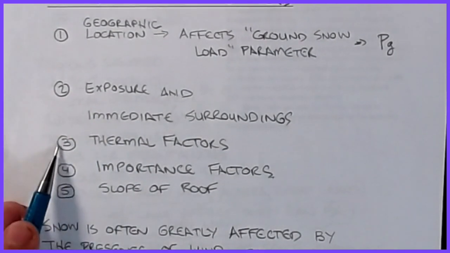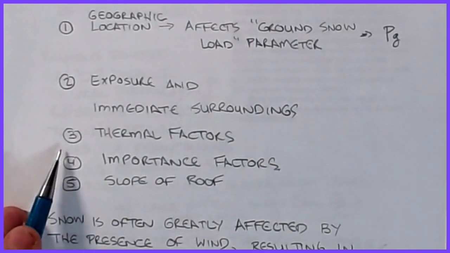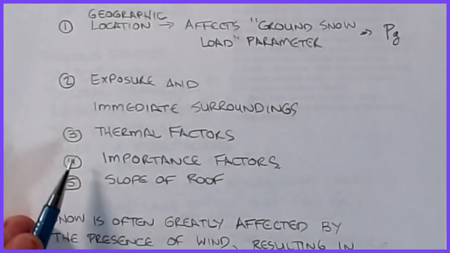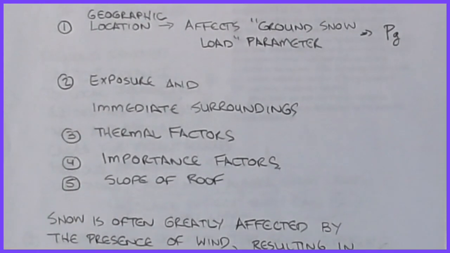All right, there are thermal factors. Is your building heated or unheated? That will play a role. Okay, the importance factor. That's again that environmental factor that's related to the risk category of the building, and then of course the slope of the roof will be a correction that we'll have to make.